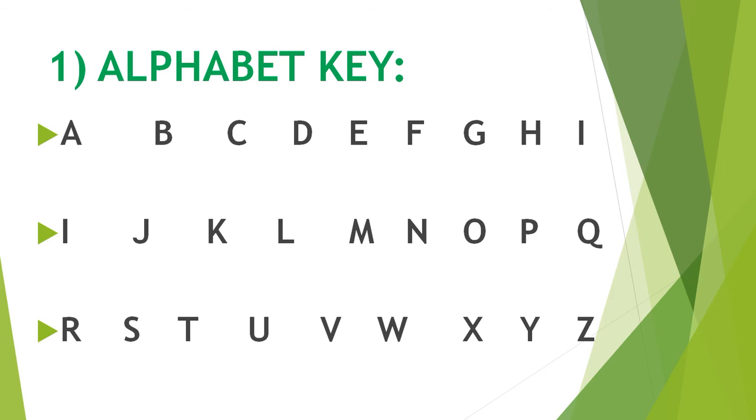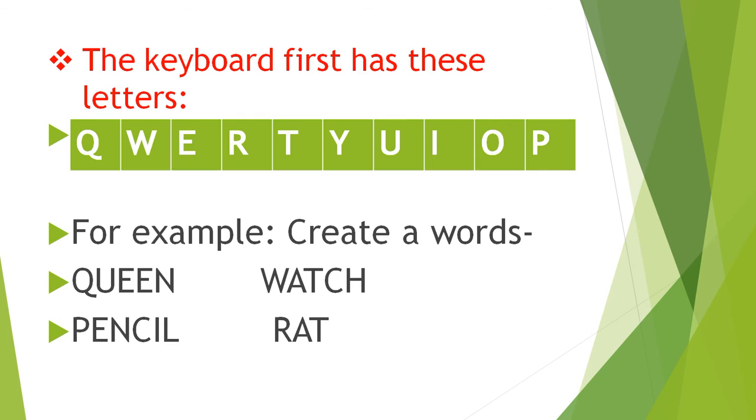That is, the first row has these letters: Q, W, E, R, T, Y, U, I, O, P. This is the first row of alphabet on the keyboard. For example, students, use the first row to create words: pen, watch, pencil and rat.